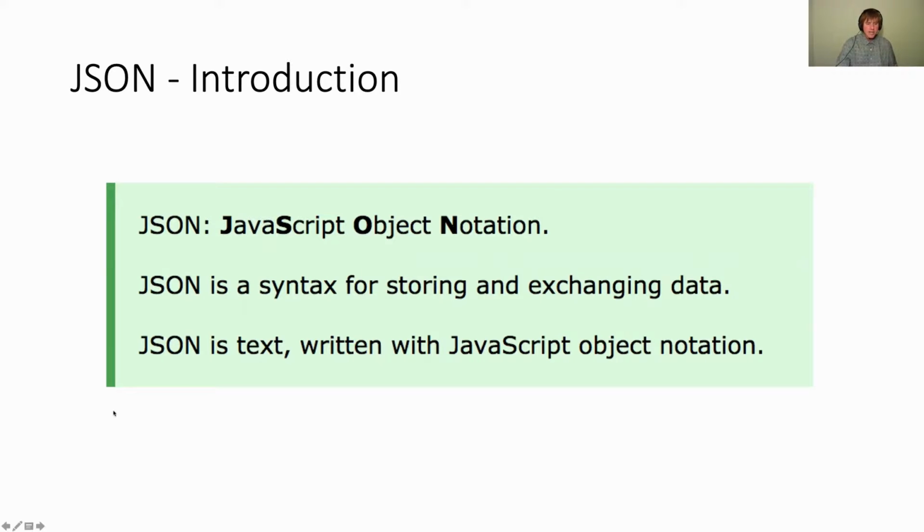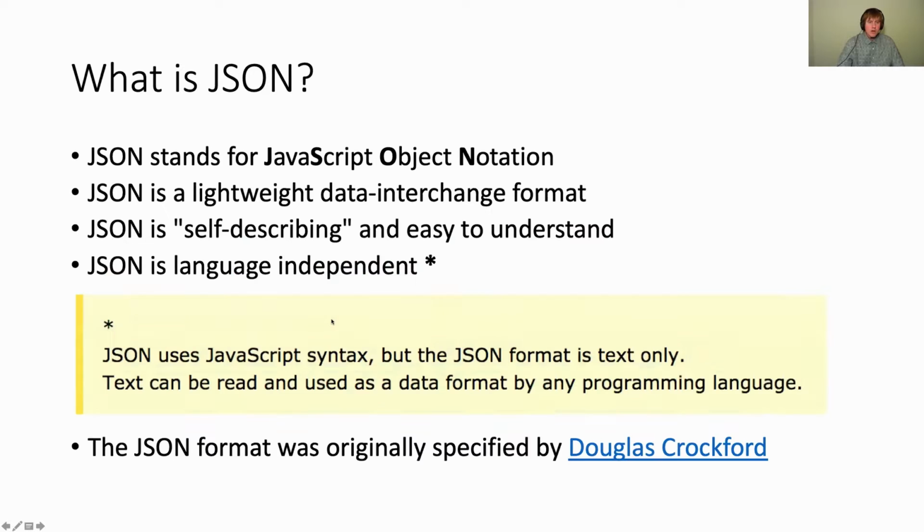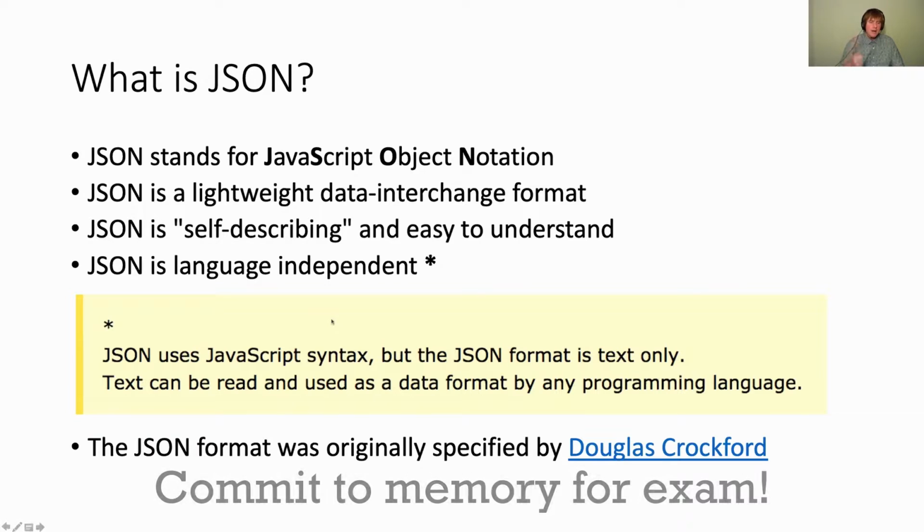So you'll see here, JSON is text. It's a string. It's written with JavaScript object notation. It's not a language. It's a syntax, and it's actually text that's written in JavaScript object notation. So we know that JSON stands for JavaScript object notation, but in addition, it's a lightweight data interchange format. It's self-describing and easy to understand, and JSON is language independent.